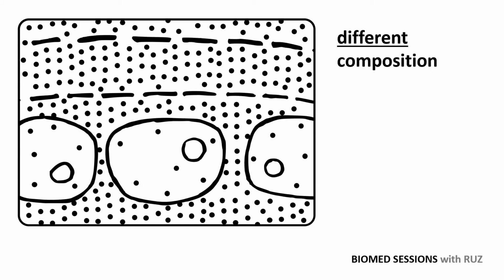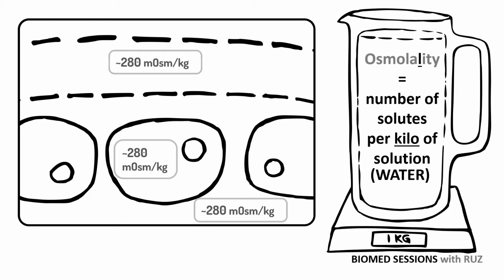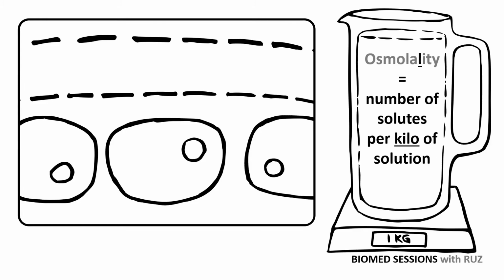Despite the different composition of the intracellular fluid in comparison to extracellular fluid, the osmolality is usually the same. Osmolality, in simple terms, is a measure of the number of solutes, i.e. dissolved particles, per 1 kilogram of solution. Our solution here is water. The body likes to keep the osmolality of both intracellular and extracellular fluid equal and at around 280 milliosmoles per kilogram. Note, we also have osmolarity with an R, which is a measure of the number of solutes per liter of solution. But in this context, osmolality is more accurate.